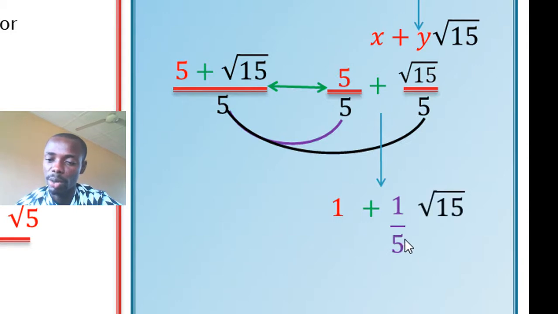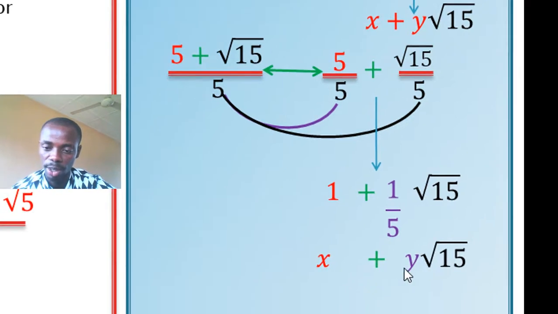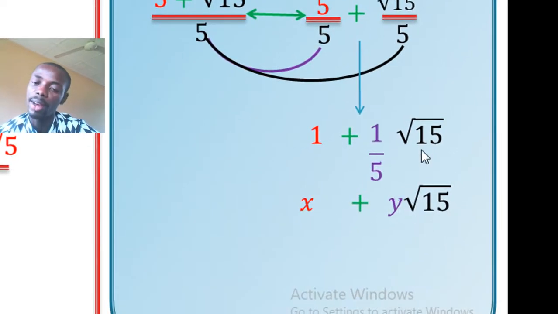Then we can further say root 15. So 1 over 5 multiplied by root 15 is actually the same thing as root 15 over 5. I believe that is understood. So with this done, we can see now that we've been able to express our x and our y, and this is root 15. So 1 is standing for x, then plus 1 over 5 is standing for y, and we're having our root 15. Let me say that again. The value of x is 1, the value of y is 1 over 5, and root 15, just like we are to express it.